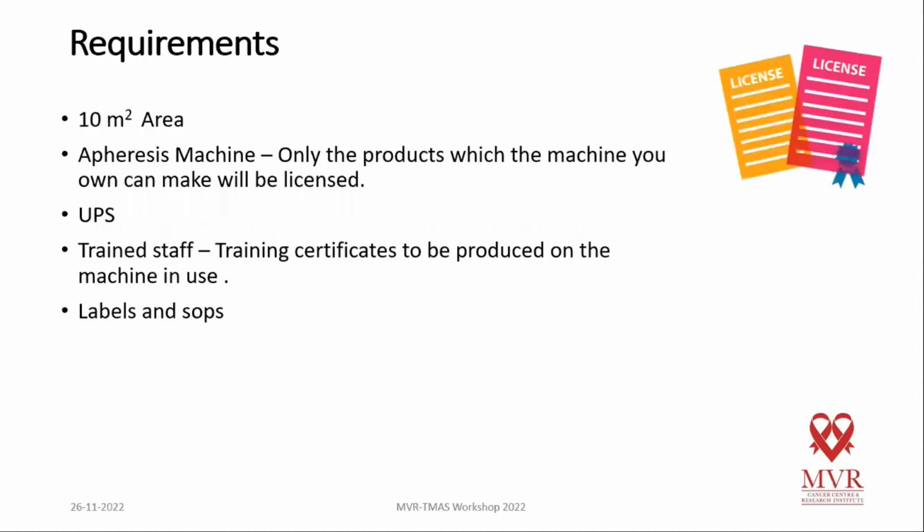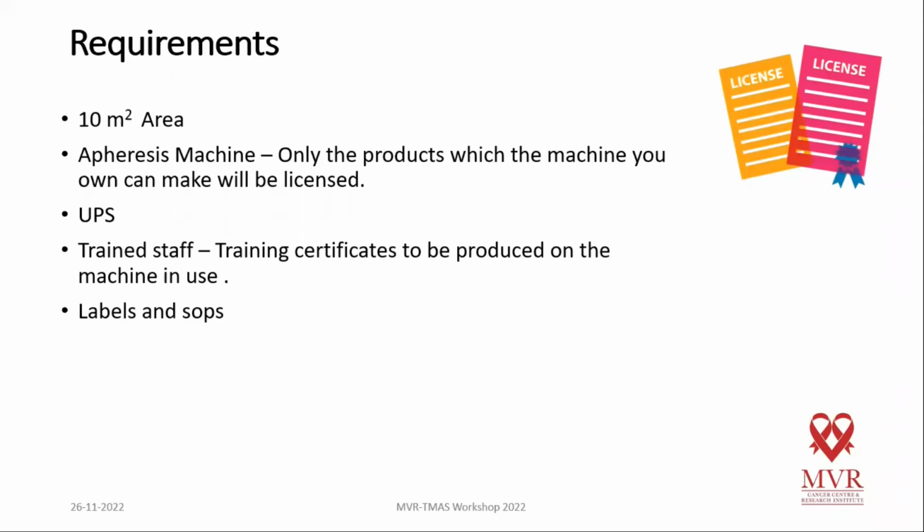So these are the requirements when you start a facility for apheresis. A minimum 10 square meter area has to be provided, which is actually not adequate for a good apheresis room. Actually, only a single machine could be placed. So if you need a good area, more area has to be provided. Apheresis machine: only the products that the machine you own can make will be licensed. If you have a particular machine and a particular component cannot be prepared by it, that license won't be obtained, even if you apply for it.